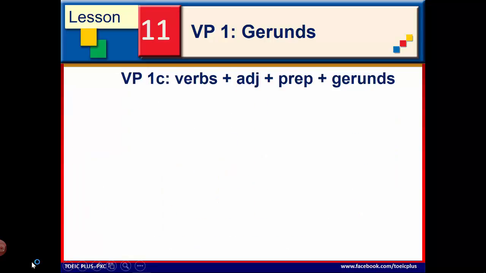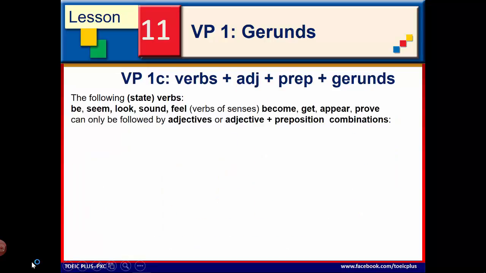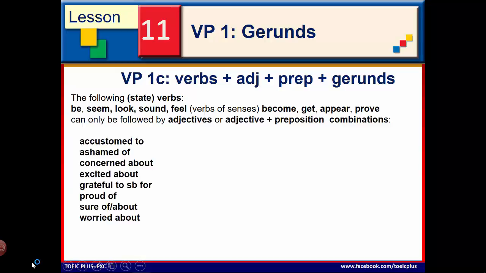Rồi, 1C: verbs, adjective, preposition and gerunds. The following state verbs, repeat: be, seem, look, sound, feel, become, get, appear, prove. These verbs can only be followed by adjectives or adjective and preposition combinations like this.